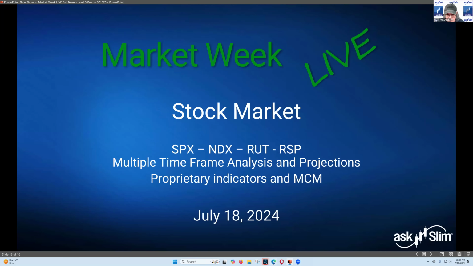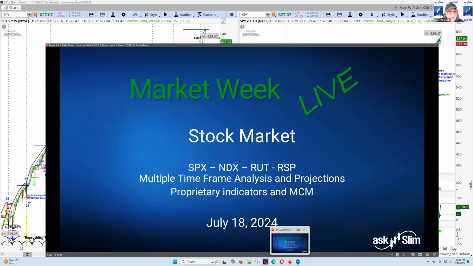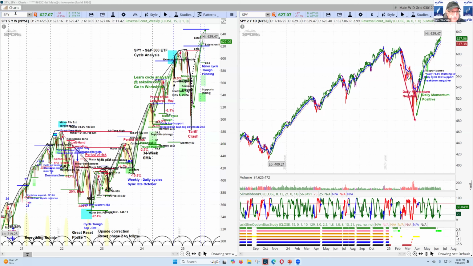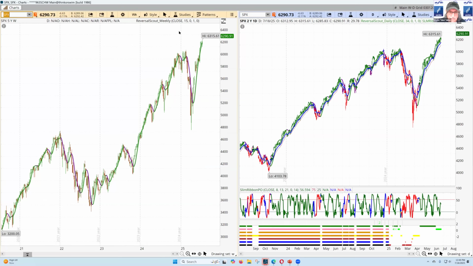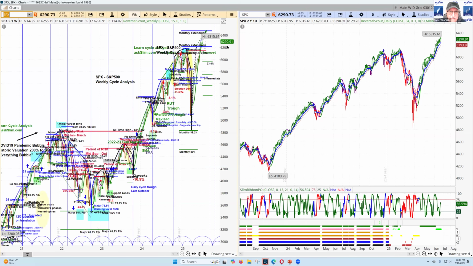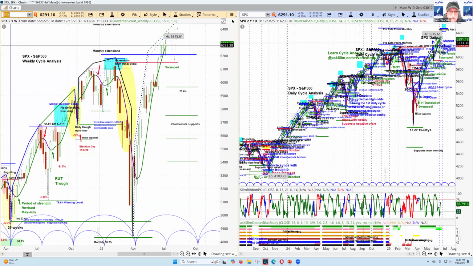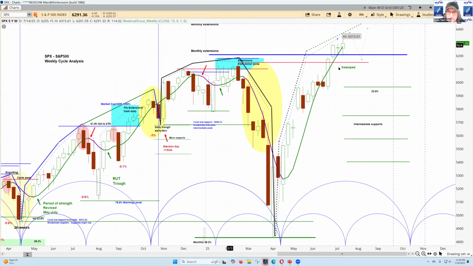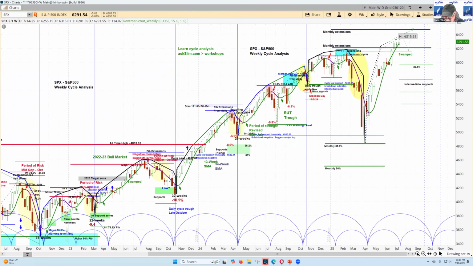So let's take a look now at the S&P 500. I'm going to look at SPX. That's set to SPY, actually, and we're going to look at SPX. So we'll start here looking at the weekly. Am I freezing? No, looks good. So what we have here are our cycle analysis and the cycle brackets on the bottom.